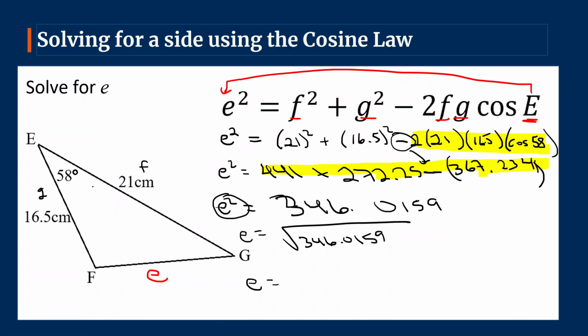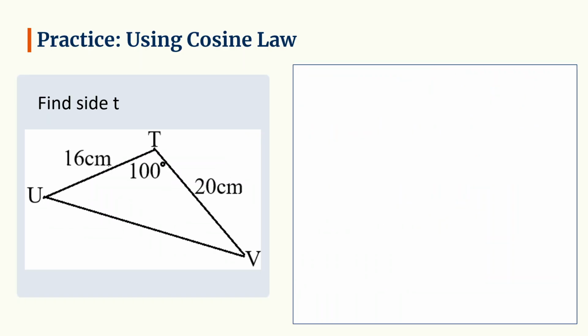So 1 decimal place in your answer. So it is 18.6. We are measuring in centimeters. So the length of side E is 18.6 centimeters. So I encourage you to press pause and see if you can do this question without me.